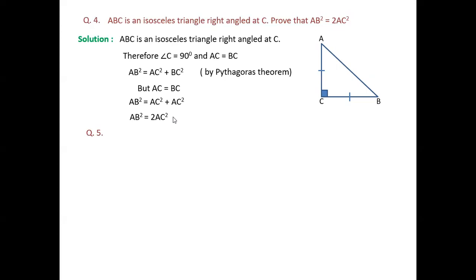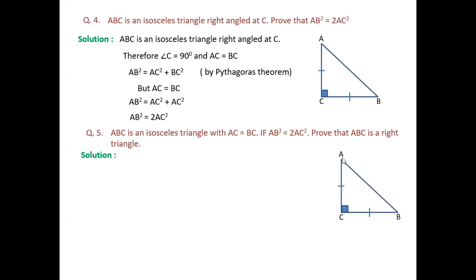Question number 5. Again, ABC is an isosceles triangle. AC is equal to BC. And if AB square is equal to twice AC square, prove that it's a right angle triangle. The figure is the same type. This will be the figure. It is the same as the previous one. Two sides, AC and BC, are equal, and angle C is 90 degrees. To prove that ABC is a right triangle.